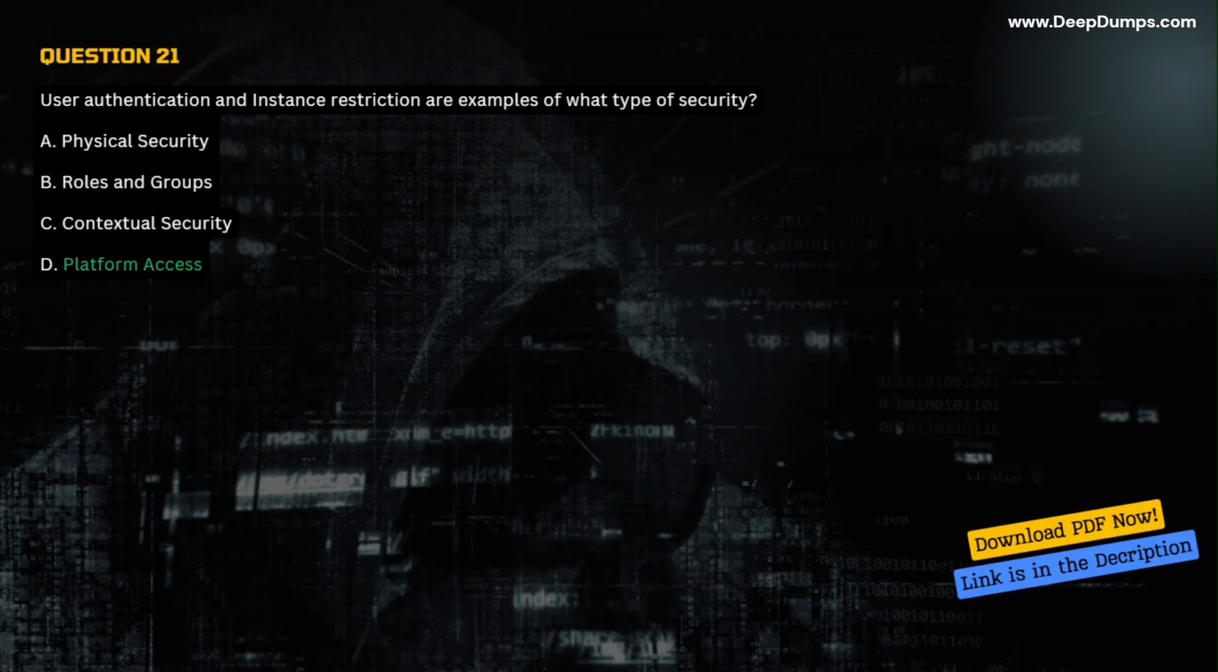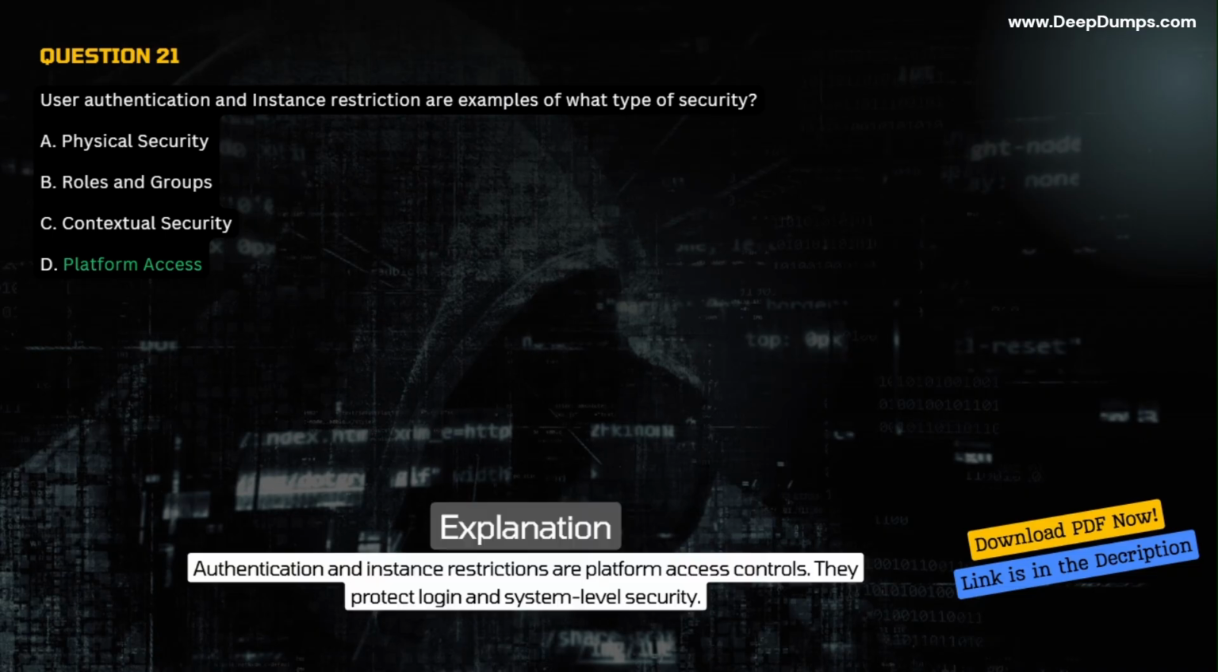Correct answer D. Platform access. Explanation. Authentication and instance restrictions are platform access controls. They protect login and system-level security.